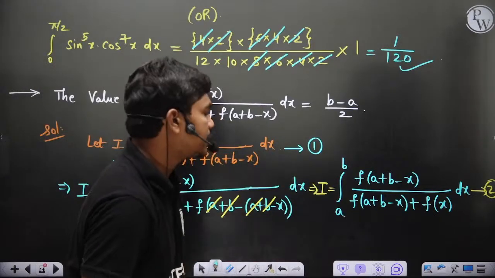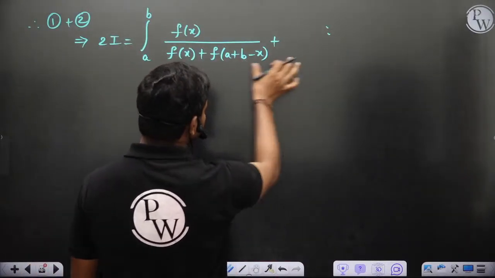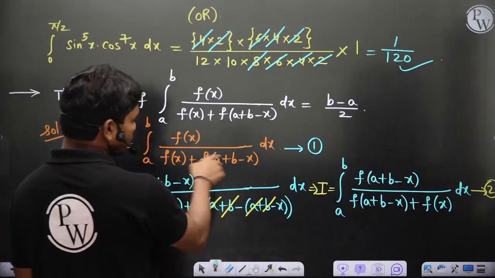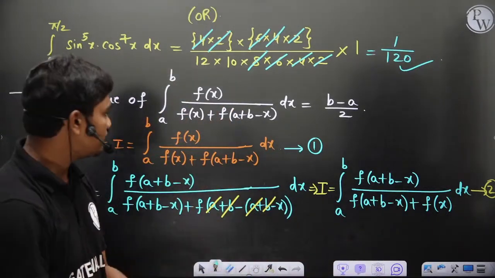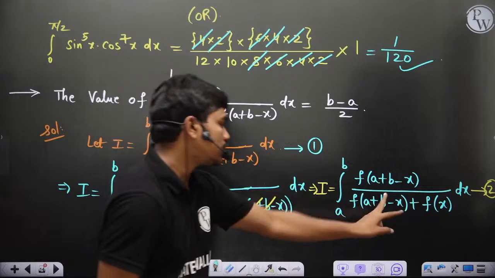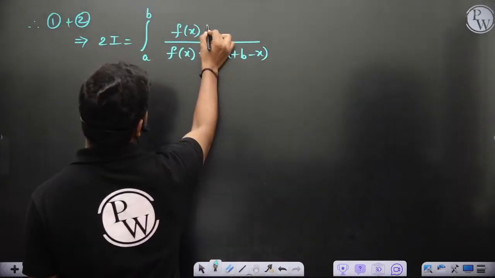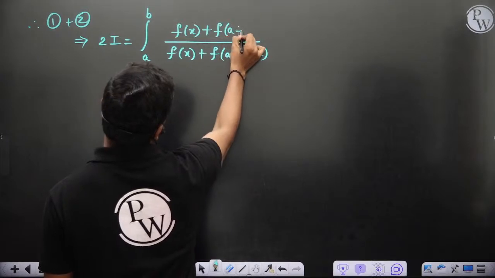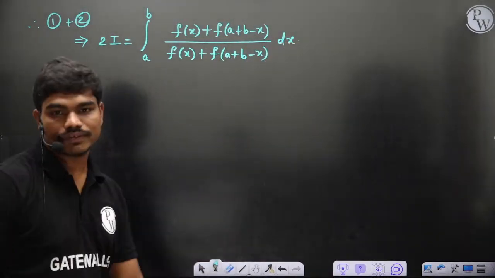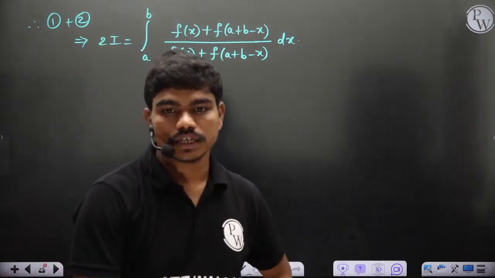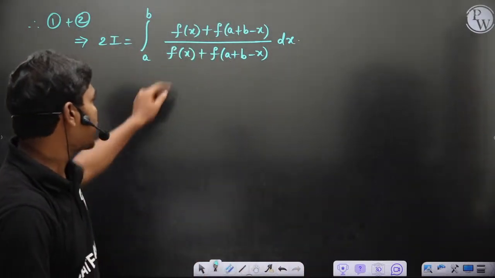Now when you write the second integrand, you're supposed to write plus f of a plus b minus x divided by the same denominator, because this denominator is the same as this denominator, since addition of two functions is commutative. So instead of writing the second integration separately, I can write it as plus f of a plus b minus x dx. Will you all agree with me if I write this? Yes or no? Correct. So can I write this?